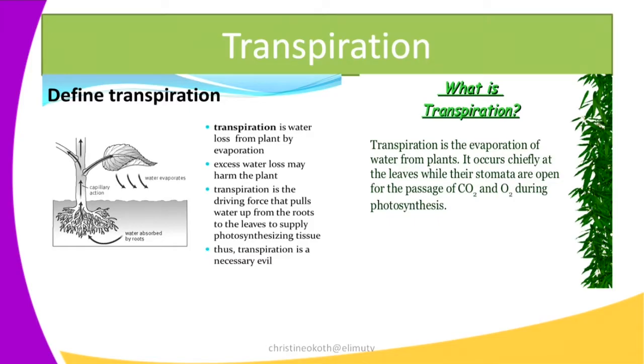Transpiration is the driving force that pulls water up from the roots to the leaves to supply photosynthesizing tissues, because the plants need to undergo the process of photosynthesis, and in this case they need water and carbon dioxide as their raw product. So by transpiration, when the water is lost by the plant, there will be need for more uptake of water. So they ensure there is continuous uptake of water so that it can be used for the process of photosynthesis. So it occurs mainly at the leaves while their stomata are open for the passage of carbon dioxide and oxygen during the process of photosynthesis.